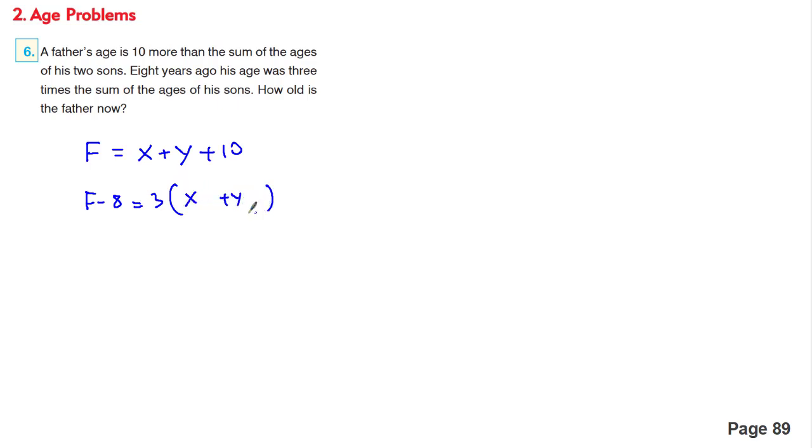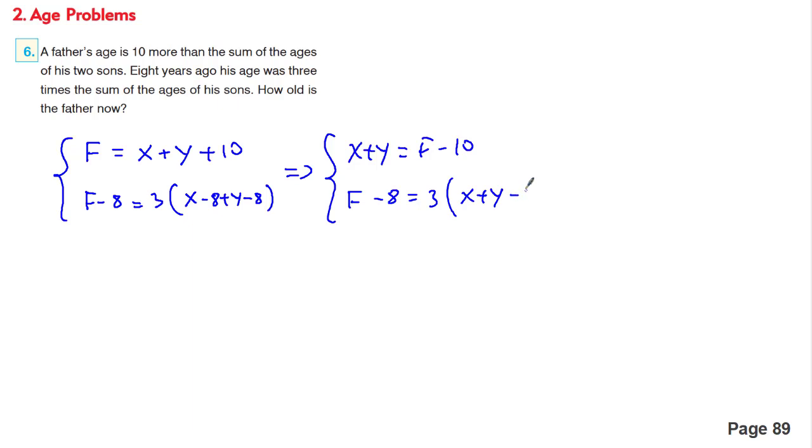But no, why? Because 8 years ago, his sons also were 8 years younger. So that means X minus 8, Y minus 8. Now you can clearly see we have two equations with 3 unknowns. It shouldn't have a solution, but the question is only to find the father's age and not his sons' ages. So we get X plus Y being F minus 10. Why do we need this? Look at the second equation now. F minus 8 is 3 times X plus Y minus 16.